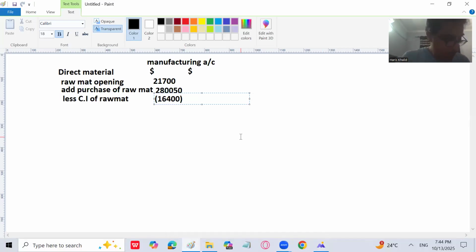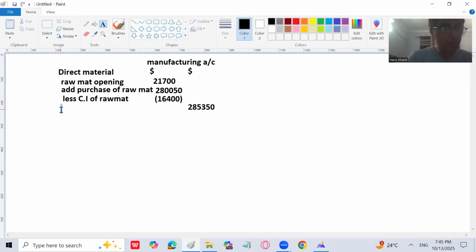Okay. So let me calculate it. I have the calculator with me. So 21,700 plus 280,050 minus 16,400. The answer is 285,350. So I will write here 285,350. That is going to be material used.